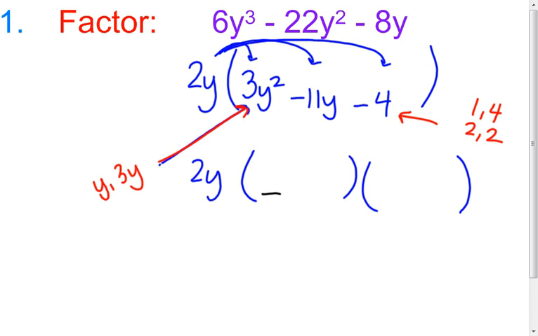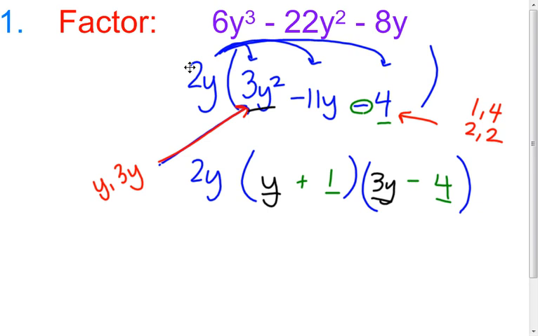So here we go. My two fronts have to make my front, which is 3y squared. So I only have one choice, y and 3y. My two backs have to make 4. So here's my two backs. They have to make negative 4. I will try 1 and 4. When it's negative back here, you have to have one positive and one negative.